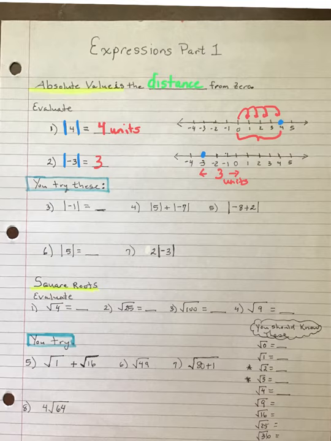Okay, so hopefully you paused the tape. Number 3 says, what's the absolute value of -1? So they want to know how far is -1 from 0. It is 1 unit from 0.